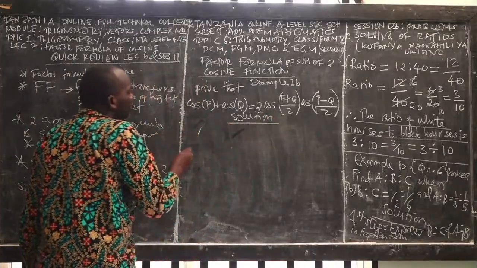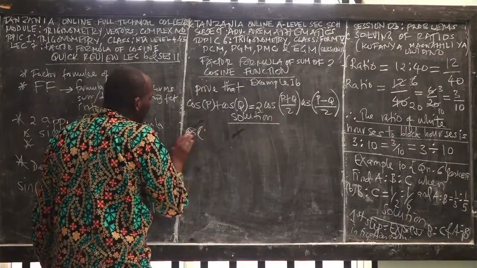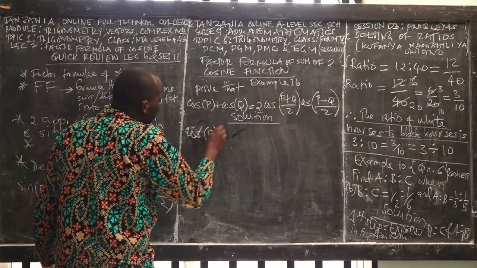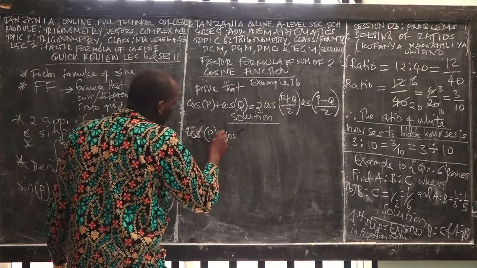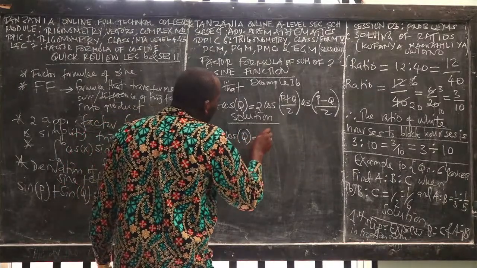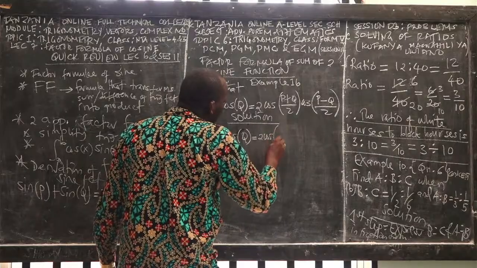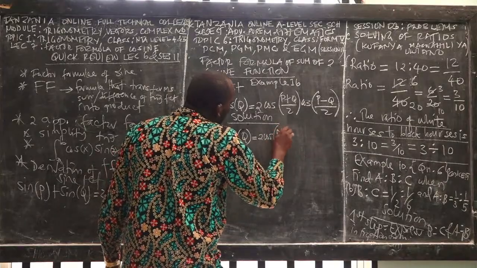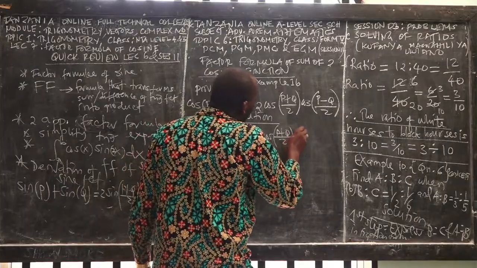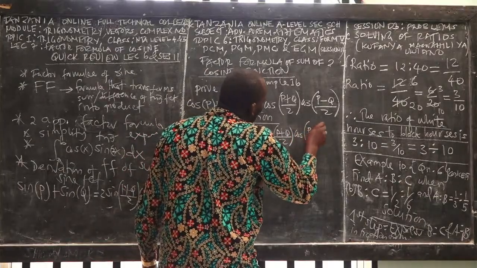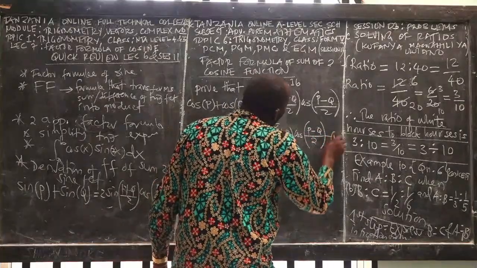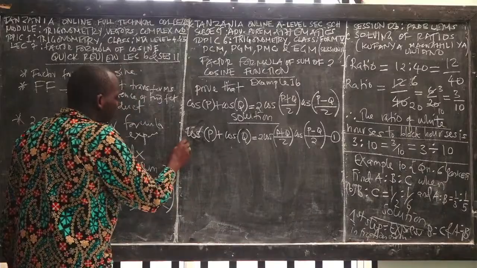Solution. So let us rewrite the given function. It is cos P plus cos Q. This is equal to twice cos of (P plus Q) over 2, multiplied by cos of (P minus Q) over 2. This is equation 1.